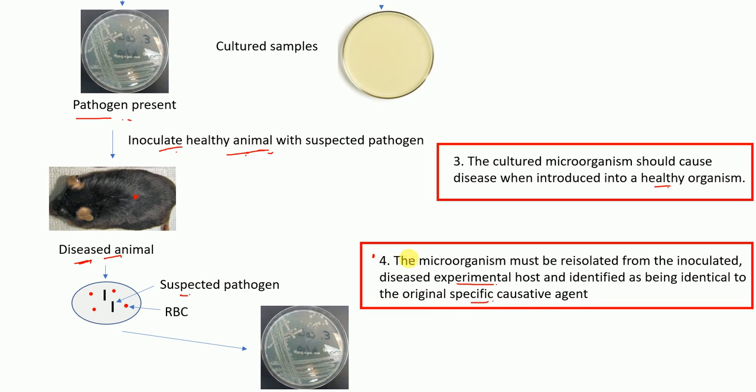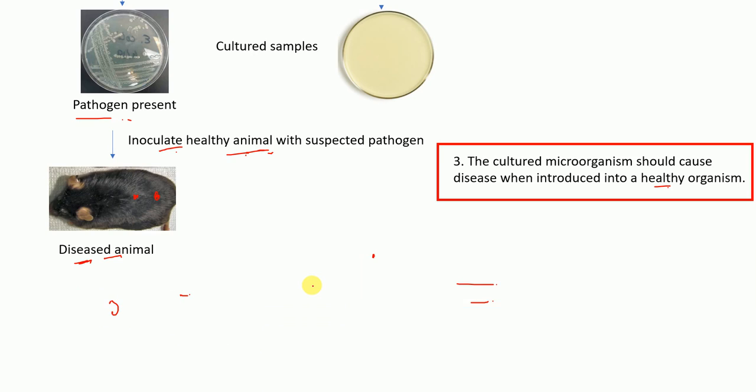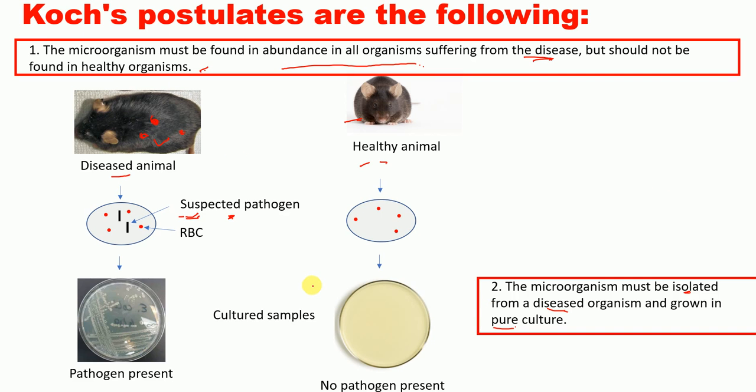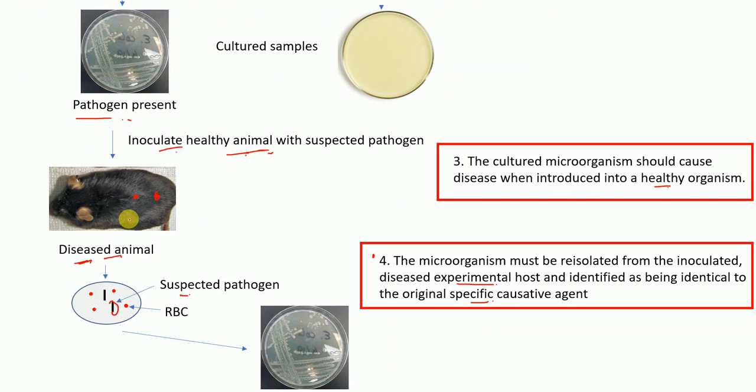So what does the fourth point say? The fourth point says that the microorganism must be re-isolated from the inoculated diseased experimental animal. Here, this is the inoculated diseased experimental animal. So we should be able to re-isolate the microorganism, as you can see here. And so this can now be cultured, and it should be identical to the original causative agent that we had here. So this is the original causative agent, right? So it should be identical to that. That is the statement. So that is what point number four of Koch's postulate says. Okay, so these are the four different Koch's postulates.